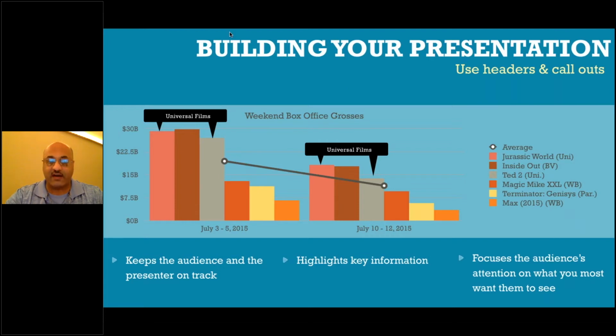Once I added that header, Universal Films, it now changes the information that's being relayed in this slide. It's now talking about how Universal was leading those box office weekends. They were the ones making the most money out of those films.